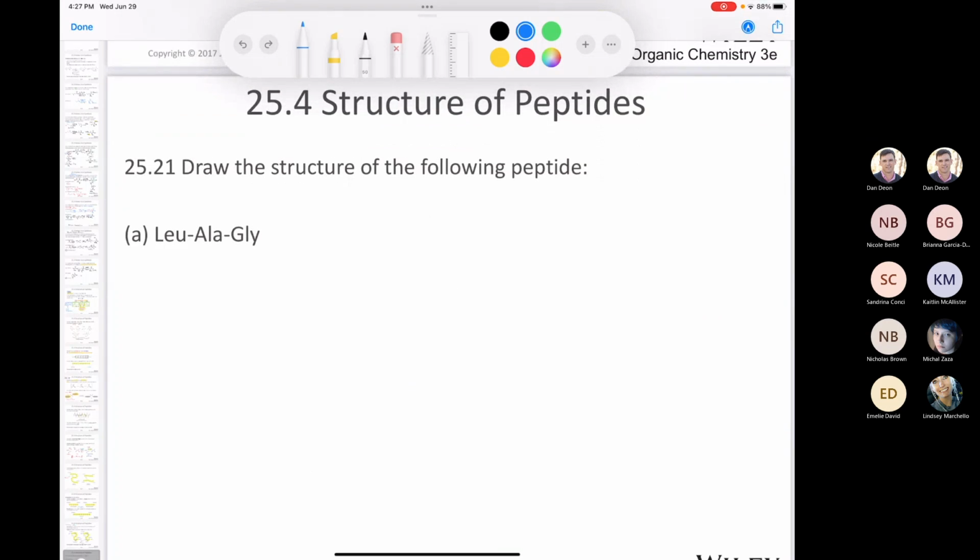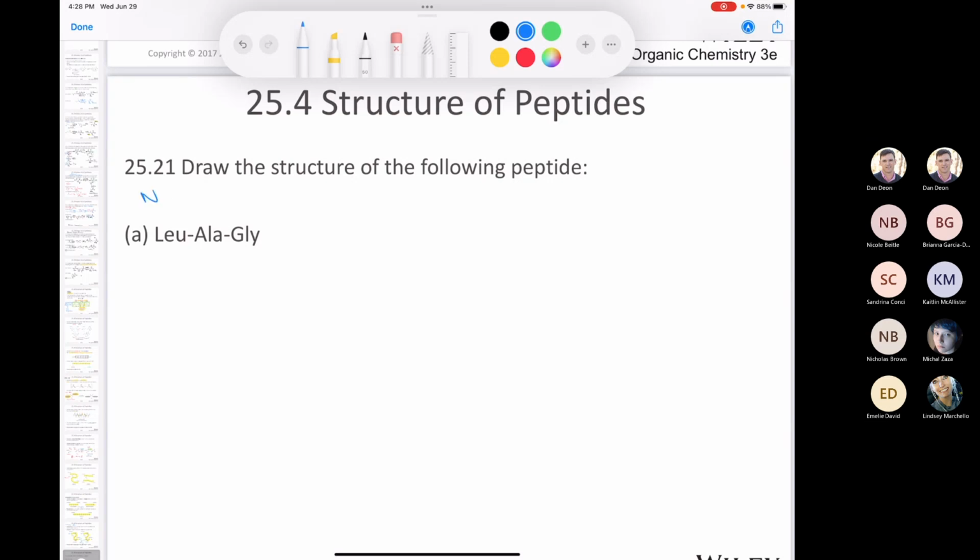Well, that's enough about the structure of peptides. Let me show you something really neat. Let me show you how to draw the structure of a peptide. So it says, draw this tripeptide. So it's leucine bound to alanine and then glycine. Well, first thing we have to remember is this. Follow me very carefully here.